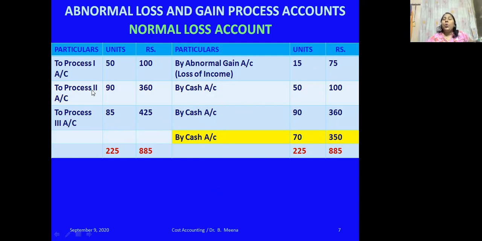So in this video, I taught you how to prepare the process account when you have an abnormal loss and abnormal gain, and how to prepare the abnormal loss account and abnormal gain ledger account, along with the normal loss account.